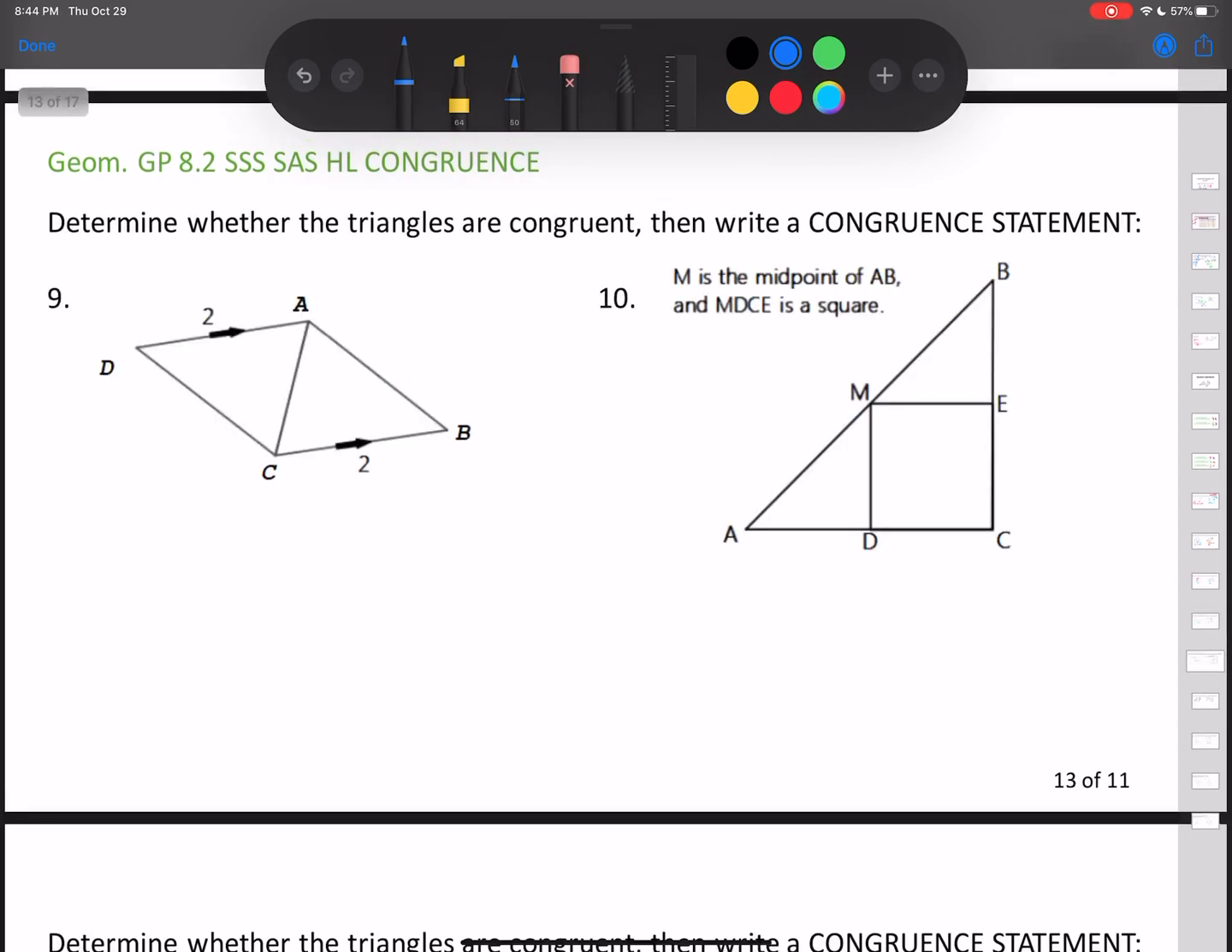Okay, remember we said that we have a transversal, so we have that alternate interior angle thing going on. So alternating interior, and then I have the shared side, so angle, side, angle.